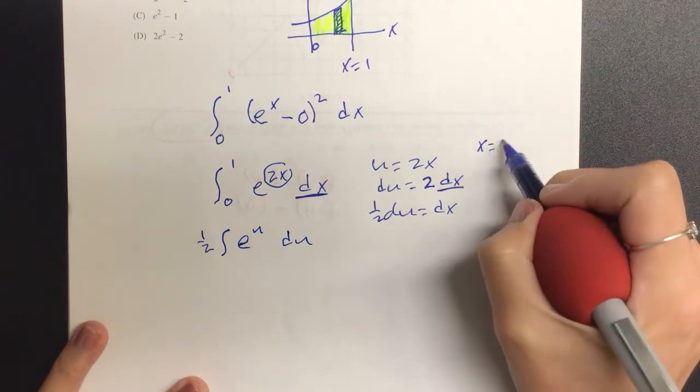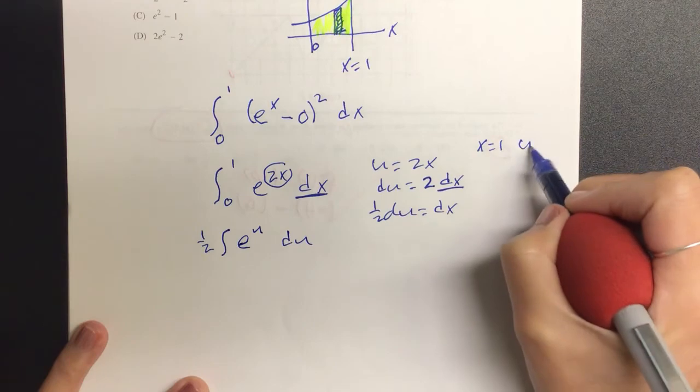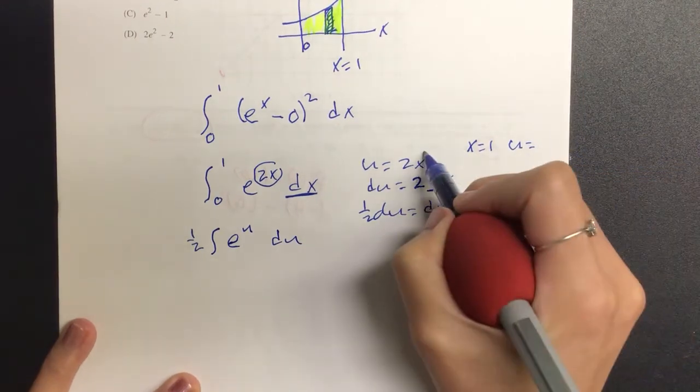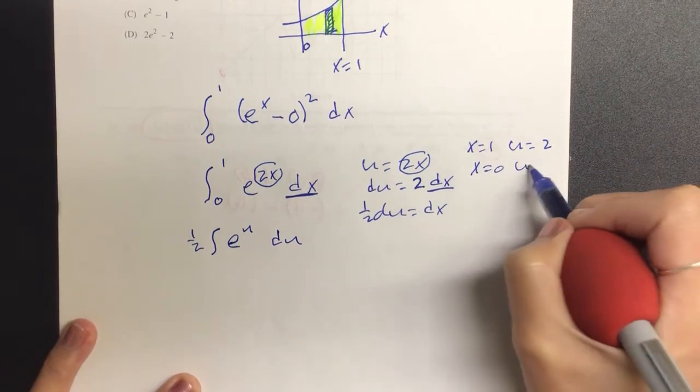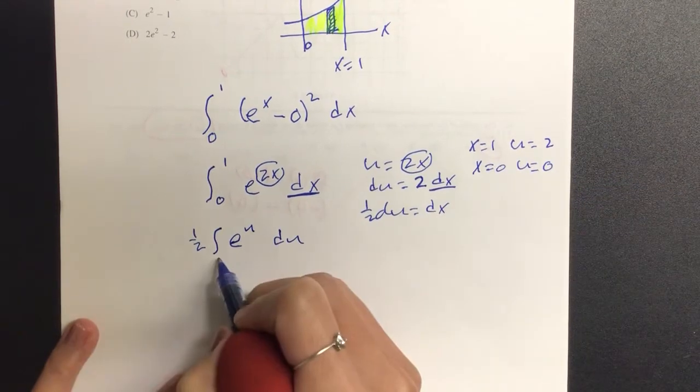I want to go ahead and convert our bounds. If x equals 1, then u is equal to what? Plug it in right here. 2. If x equals 0, then u is equal to 0. So we have 0 to 2.